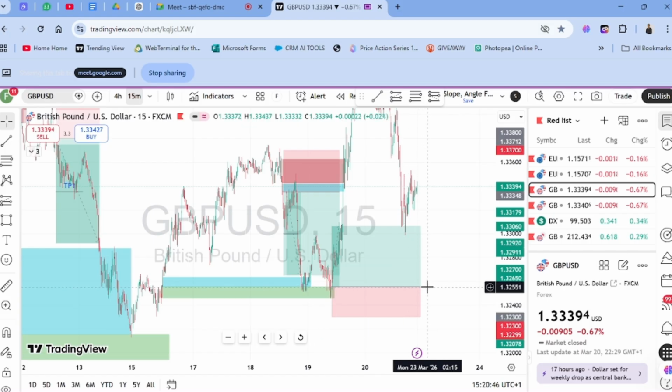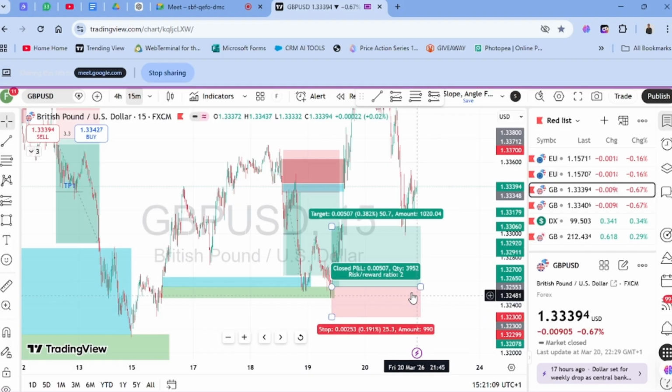Here's the price here, 1.3255, right? Now, where's my stop loss? Let me just calculate. The price is 1.3255. Then where's my stop loss? This is my stop loss, right? 1.32302. My calculator showed me that's 25 pips.